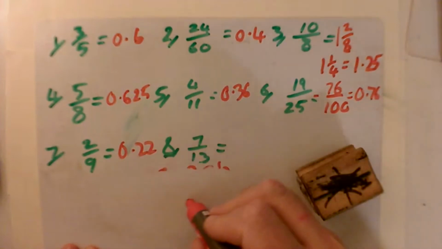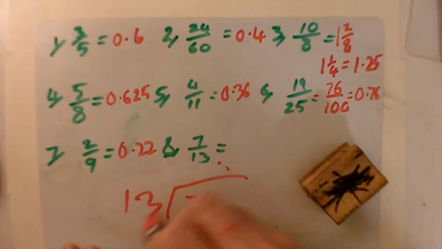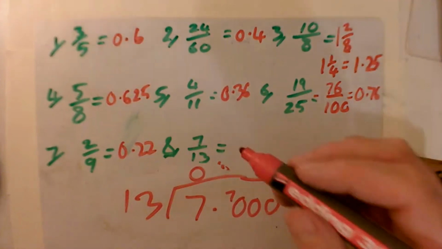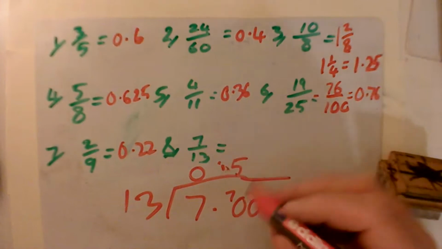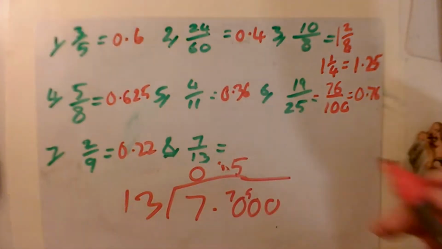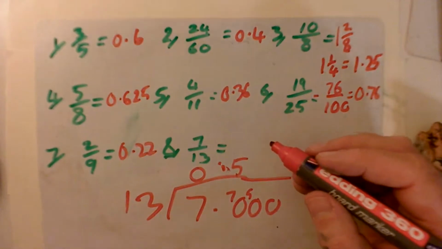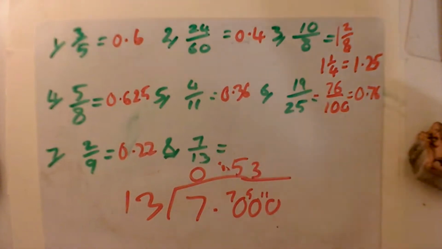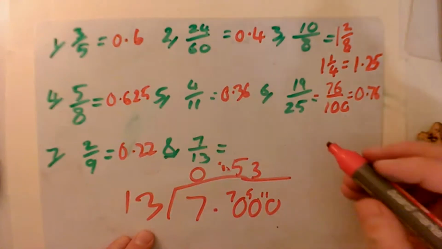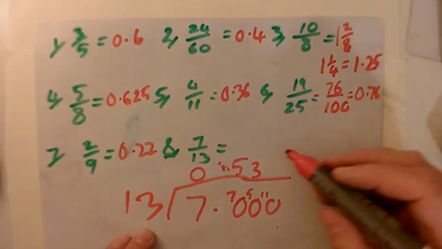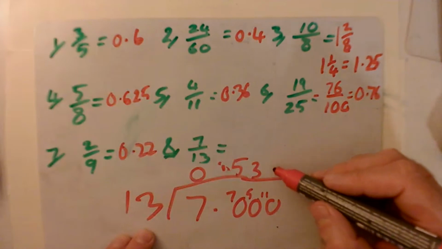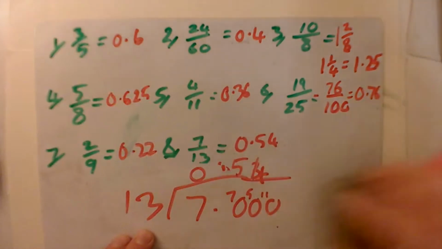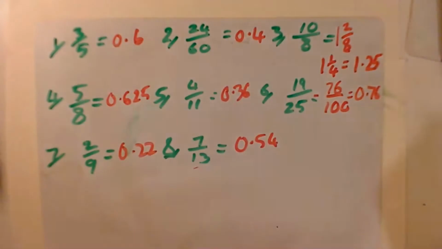The last one, oh dear, my 13 times table. 7 divided by 13. 13, 26, 39, 65, and carrying the remainders, I know it's going to be more than 5, so this is going to be a 4. So 0.54. I hope that's correct. If not, I'm sure somebody will tell me.